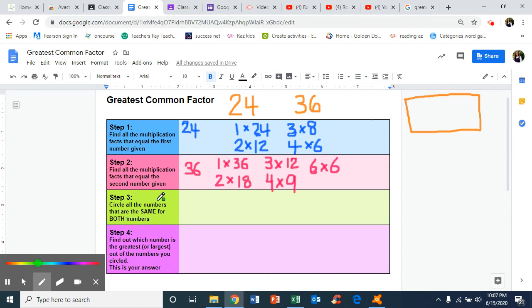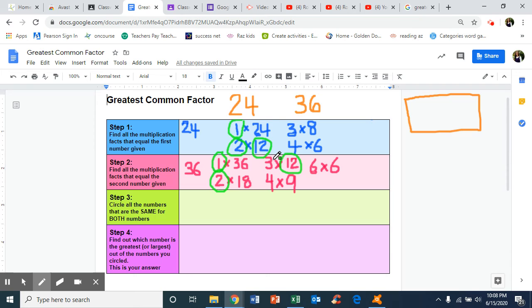So now, step 3 is to circle all the numbers that are the same for both numbers. So I will get my green here, and we're going to circle all the numbers that are the same. So we will circle 1 because that is the same. 2 is the same. The number 24 is not on both sides, so it doesn't get circled. The number 12 is on both, so we will circle 12, and we will circle the 12 down here.